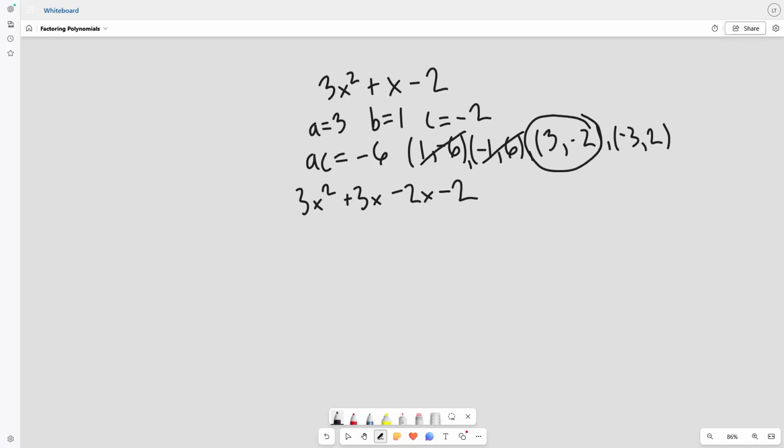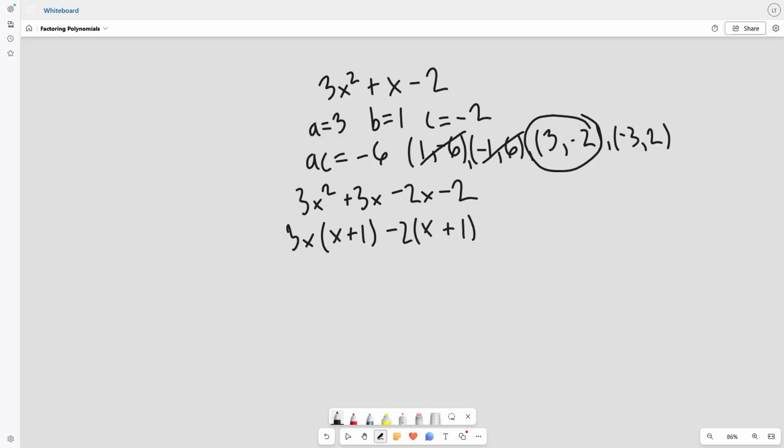So the first two terms, what you want to do is factor out the greatest common factor. So the greatest common factor between these two would be 3x, and you multiply those by x to get 3x squared, and +1 to get the 3x. And then we do the exact same thing for the last two terms. We can factor out a -2, multiply that by x to get -2x, and multiply that by +1, and it gives you -2.